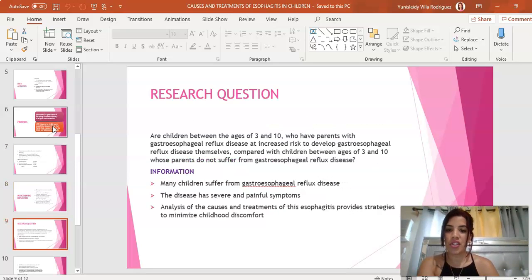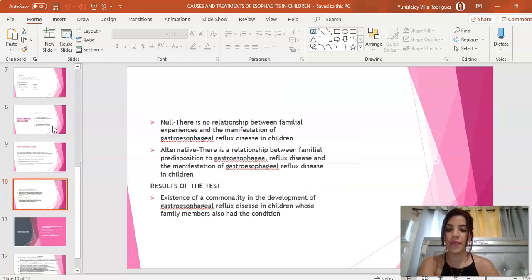Research question: are children between the ages of 3 and 10 who have parents with gastroesophageal reflux disease at increased risk to develop gastroesophageal reflux disease themselves, compared with children between ages 3 and 10 whose parents do not suffer from it? Information: many children suffer from gastroesophageal reflux disease. The disease has severe and painful symptoms. Analysis of the causes and treatments of this esophagitis provides strategies to minimize childhood discomfort.